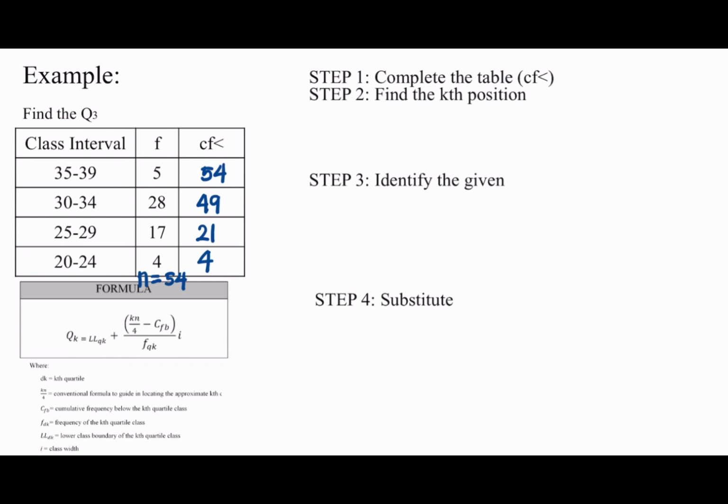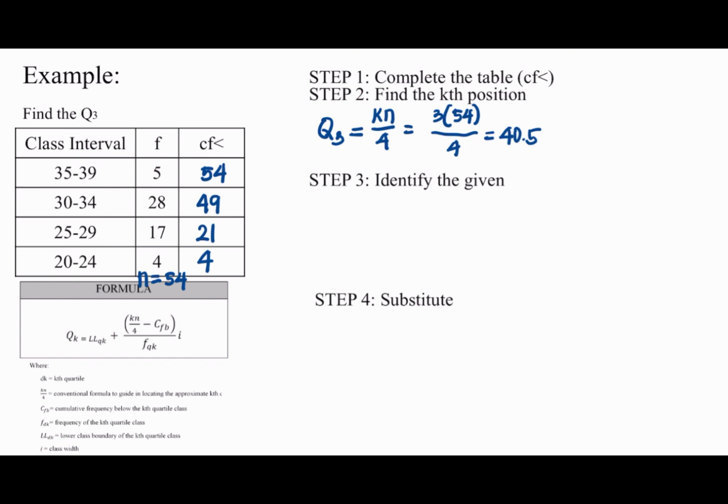Let's go to finding the kth position, meaning this is the position that we're looking for. Since we're going to look for the third quartile, then we will use kn over 4. Again, k is 3 and n is 54. Divided by 4, that would give you 40.5. Now, your 40.5 is the class that we are referring to, meaning that is the Q sub 3 class.